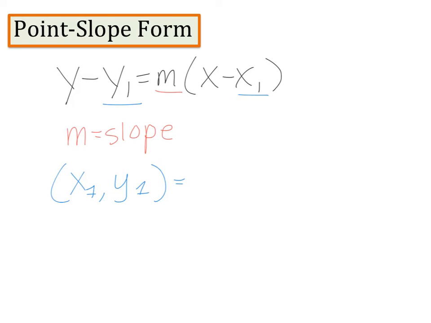Now we're usually given this information and sometimes we have to go find it, maybe looking on a graph or reading the directions in a problem. But these points on the line are going to be very important for us to figure out what the equation of the line is going to be.